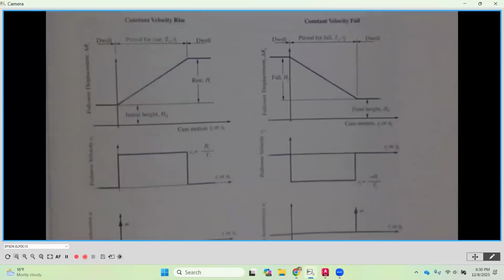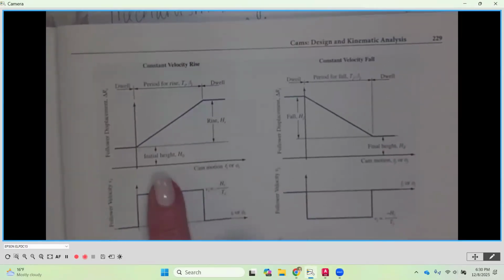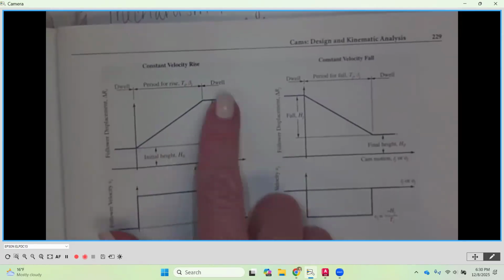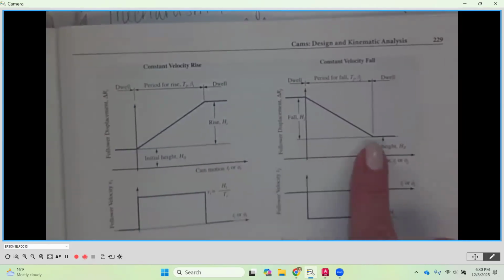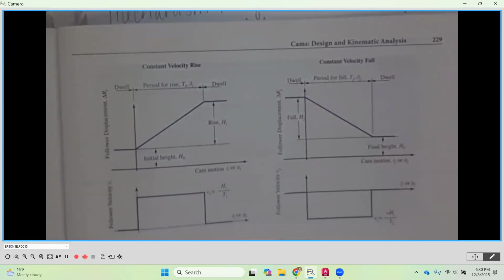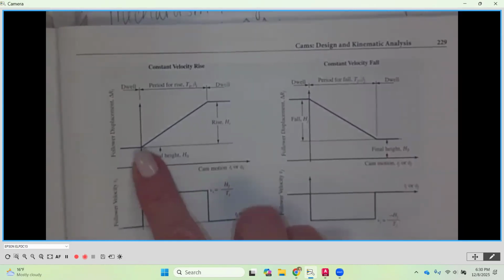When we draw it on our displacement diagram, follower displacement, that's going to be the top diagram that we see here. This is going to be a rise on the left-hand side, and this is going to be a fall. It's a very simple construction. It's literally a straight line. So we start at 0 and we end at whatever the point is at the top, okay?